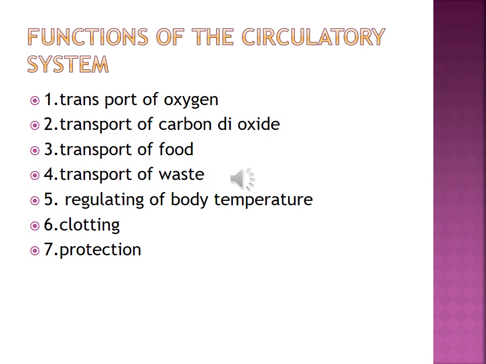It also transports the food absorbed from the small intestine to each cell for providing energy. The waste such as urea produced by the different organs is carried by the blood to the kidneys and from there excreted out of the body. It also regulates our body temperature. It transfers heat from one part of the body to the other.